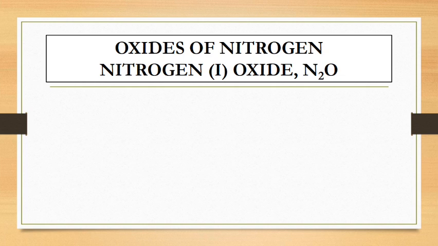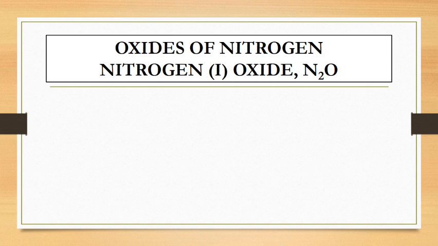Now, nitrogen 1 oxide, or what we also call nitrous oxide, is an oxide of nitrogen. When we say oxide of nitrogen, it simply means when nitrogen combines with oxygen. As a matter of fact, when any element combines with oxygen, it forms an oxide. For instance, carbon combining with oxygen is carbon oxide. So when nitrogen combines with oxygen, it forms nitrogen oxide. So nitrogen 1 oxide is an oxide of nitrogen and is also a compound of nitrogen.